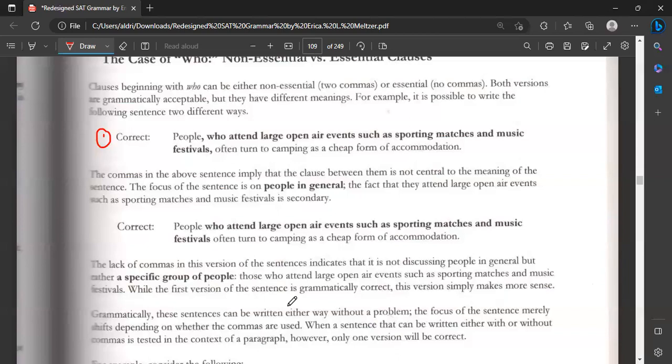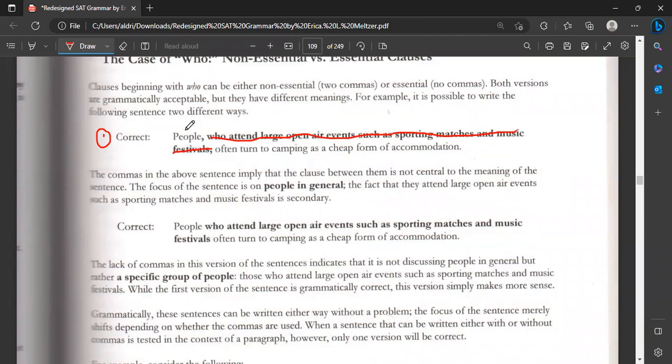"Who attend large open air events such as sporting matches and music festivals." That means people in general. People often turn to camping as a cheap form of accommodation, because this is a non-essential clause. We removed it. This is a non-essential clause. And oh, so we actually do have an example. Let's look at the second one. In the second one, this is not a non-essential clause. We haven't put it with any commas.